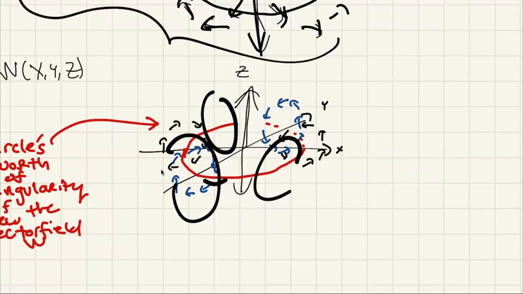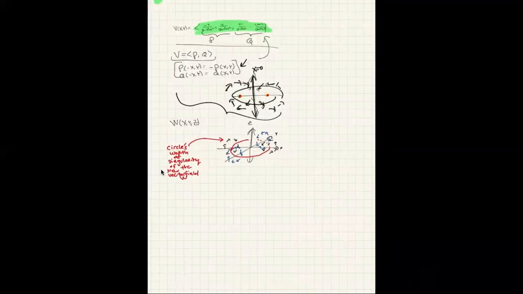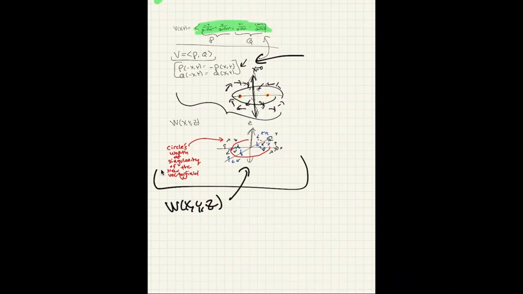That's the vector field that we really get, which we're allowed to get from any vector field that exhibits this symmetry up here. So what we have is now a vector field W of X, Y, Z over here, which has a circle's worth of singularity. Basically, if I actually wrote down the formula for W, I would have division by 0 along that red curve, along that red circle in the Z equals 0 plane.